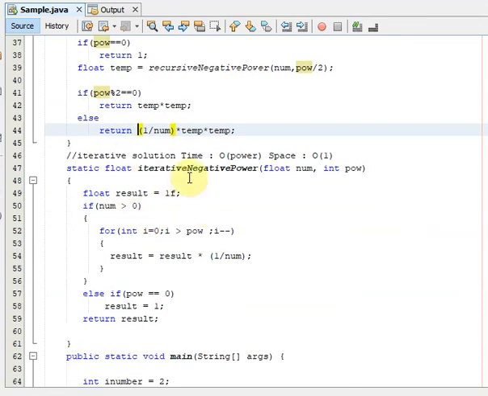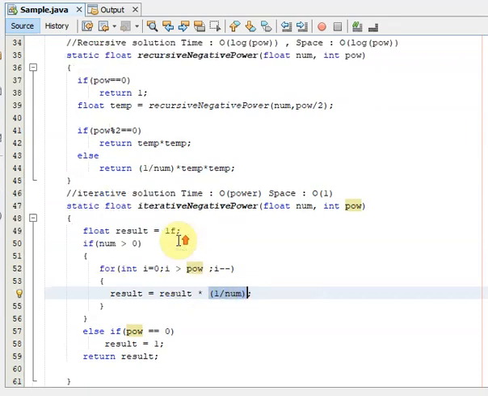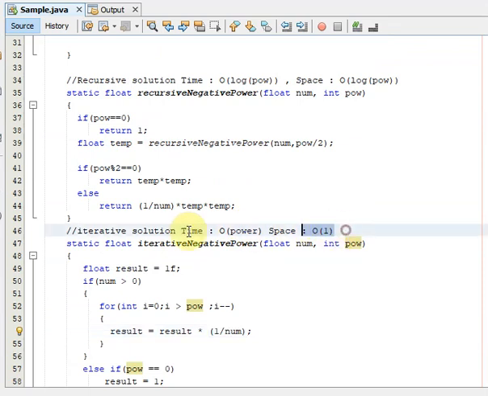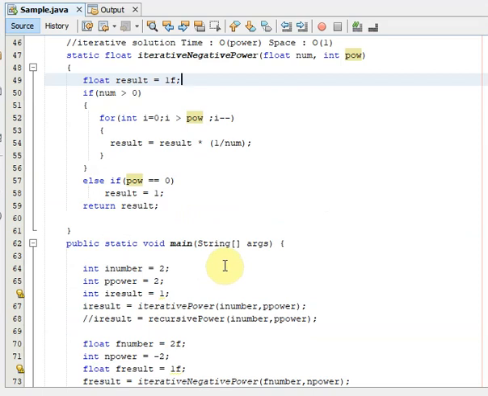And in the iterative way also, I have a small change. Instead of writing less than power, I have kept greater than power. I have decremented the counter variable, and instead of multiplying it with num, I am multiplying it with 1 by num. So that is the iterative way and the recursive way, and the time complexities remain the same. So that is the power function, writing your own customized power function for positive exponents and for negative exponents, in both the iterative style as well as the recursive style.